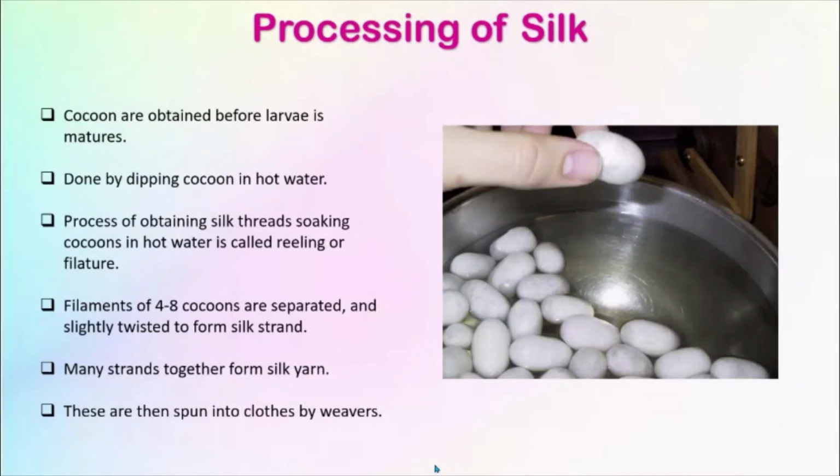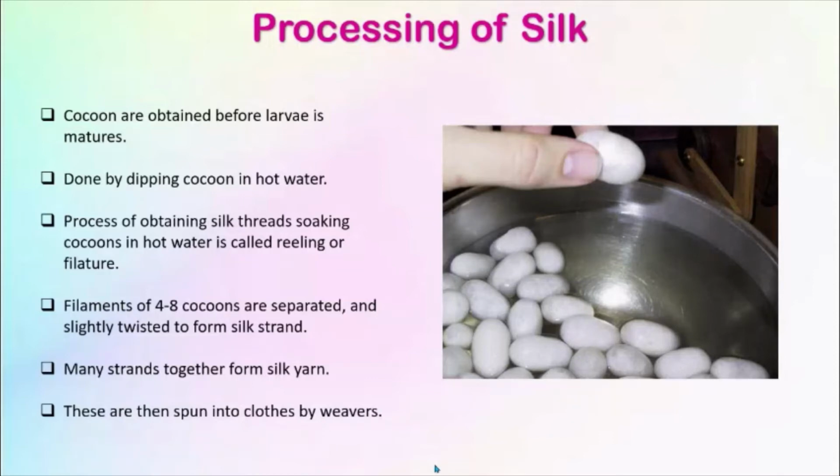Processing of silk. How is silk obtained? First, the cocoons are obtained before the larvae matures. It is done by dipping the cocoons in hot water. Boiling the cocoons in hot water kills the silk moth. The process of obtaining silk threads by soaking cocoons in hot water is called reeling or filature.